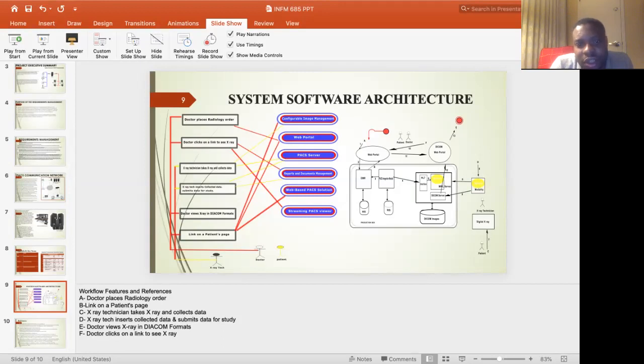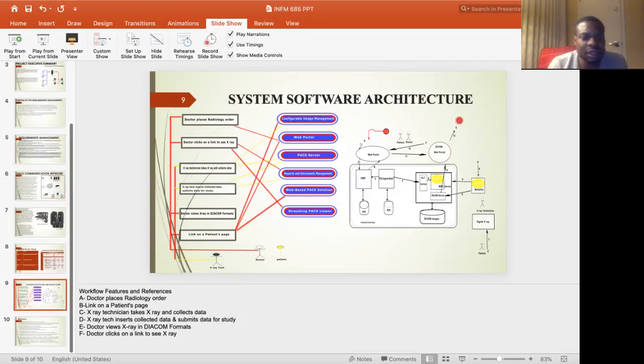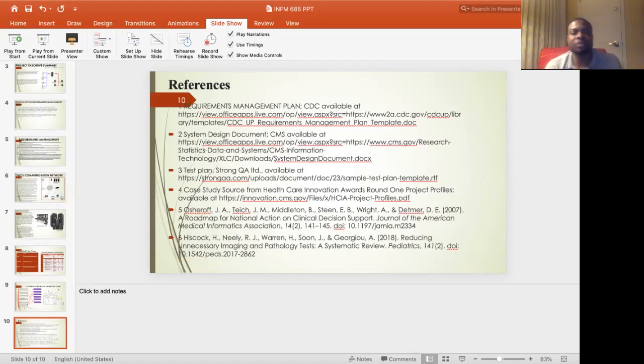Doctor places radiology order down to web portal. So all these, we see the connections. And also over here too, we see how the web portal, the DICOM web portal, and all these are also connected as well. So the workflow features and references, and we have an overview of how all this works right here, which kind of makes sense. The 10th one, we have different references.